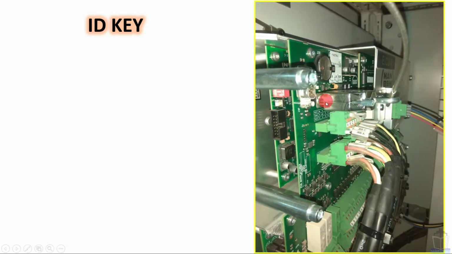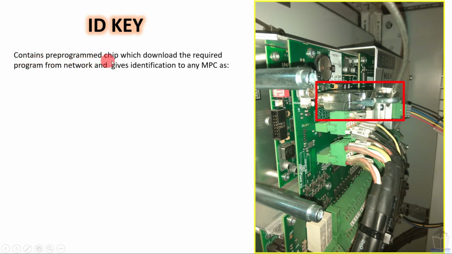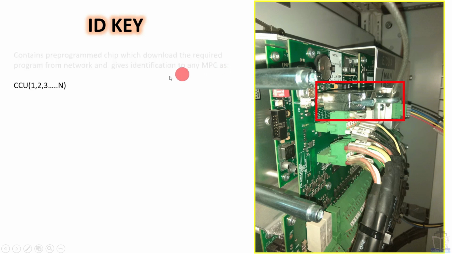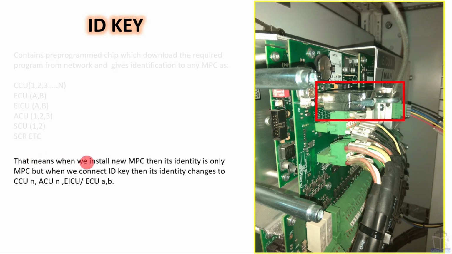So this is the ID key. Now we will see regarding the ID key. This ID key contains a program chip which downloads the required program from the network and gives identification to any MPC as CCU 1, 2, 3 like that, ECU A, B, EICU A, B, ACU 1, 2, 3, SCU 1, 2, SCR etc. So here, repeating once again, when we install a new MPC, its identity is only MPC.